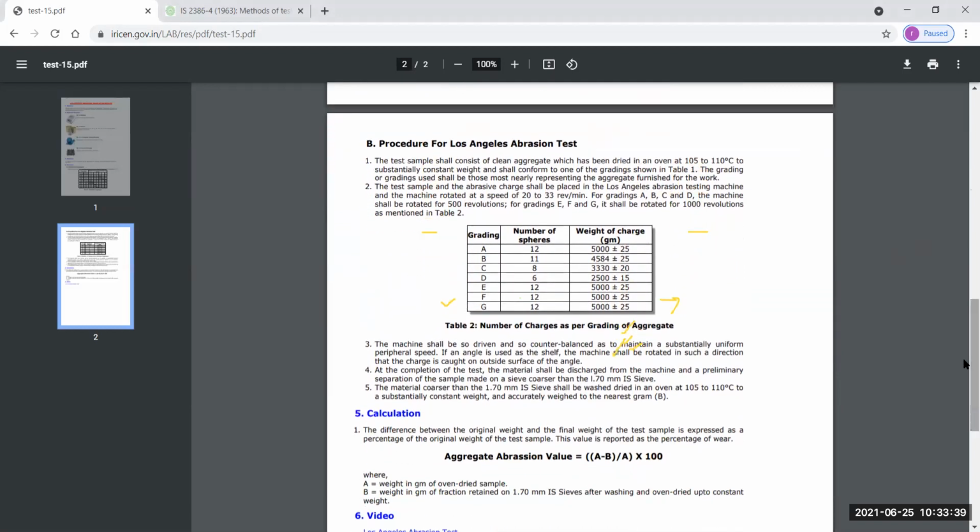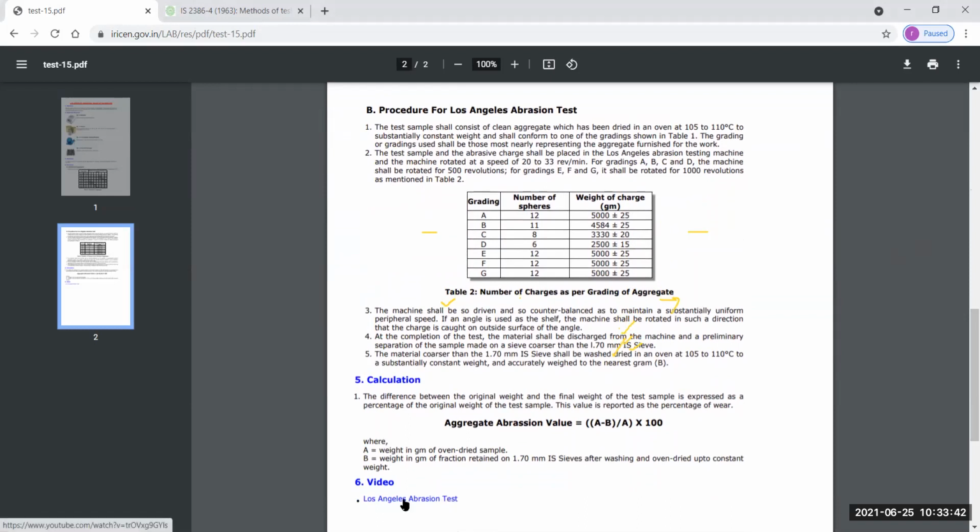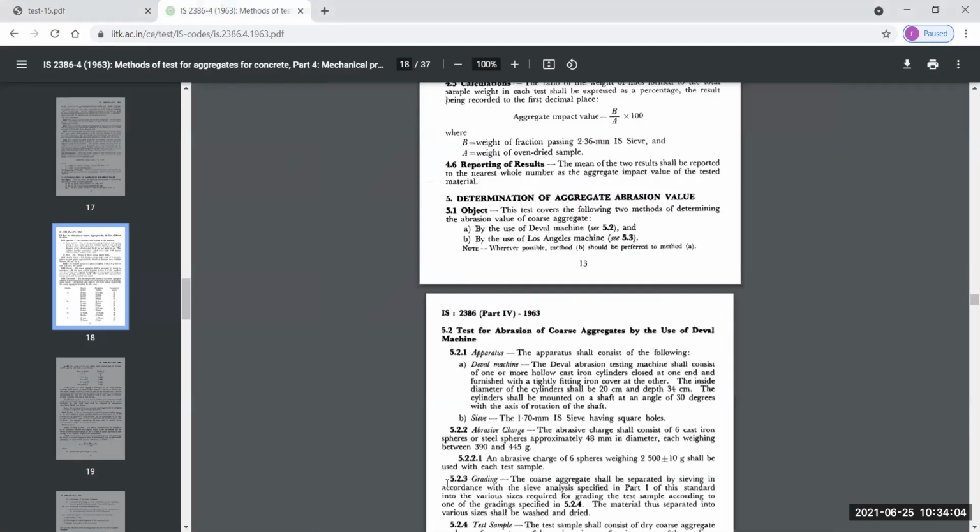Next, the procedure for the Los Angeles abrasion testing machine. The test sample consists of clean aggregate. Basically we find the aggregate abrasion value. This test covers two methods of determining the abrasion value of coarse aggregate: one is by the use of the Deval machine and another is by the use of the Los Angeles machine. The apparatus consists of the following, which I already discussed for our Los Angeles abrasion machine.